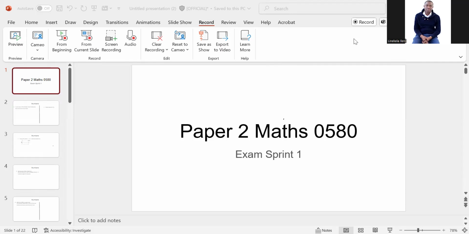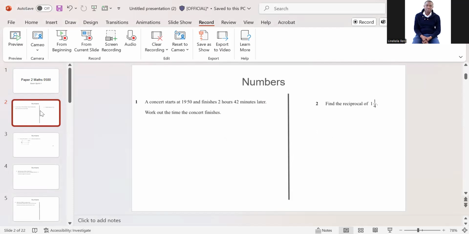So there will be four sprints. The first I'll touch on numbers, the second on algebra, then finally mensuration and geometry. All right, so quickly let's go through numbers. Usually for numbers, you will be asked typical questions related to time, fractions, recurring decimals, exponential decay, simple interest, conversions, ordering, and all of those. So I just took a few insights from past papers so you can also build your confidence. All right, let's take a look at the first question.